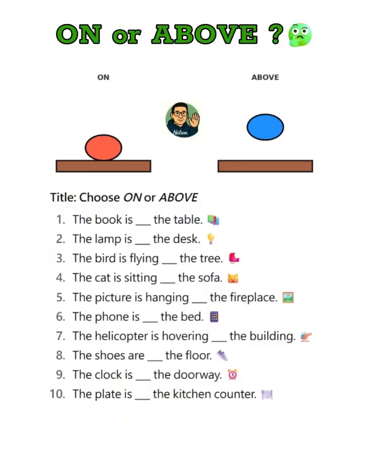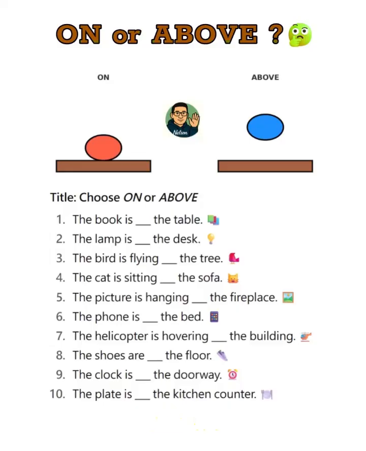Number 2, the lamp is blank the desk. Which one works here? The lamp usually touches the desk surface, so the answer is on. The lamp is on the desk.